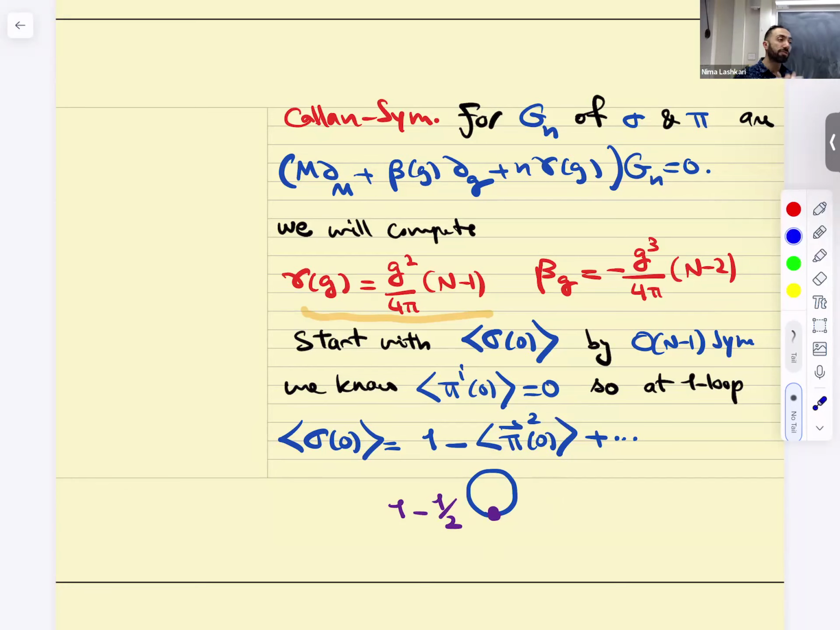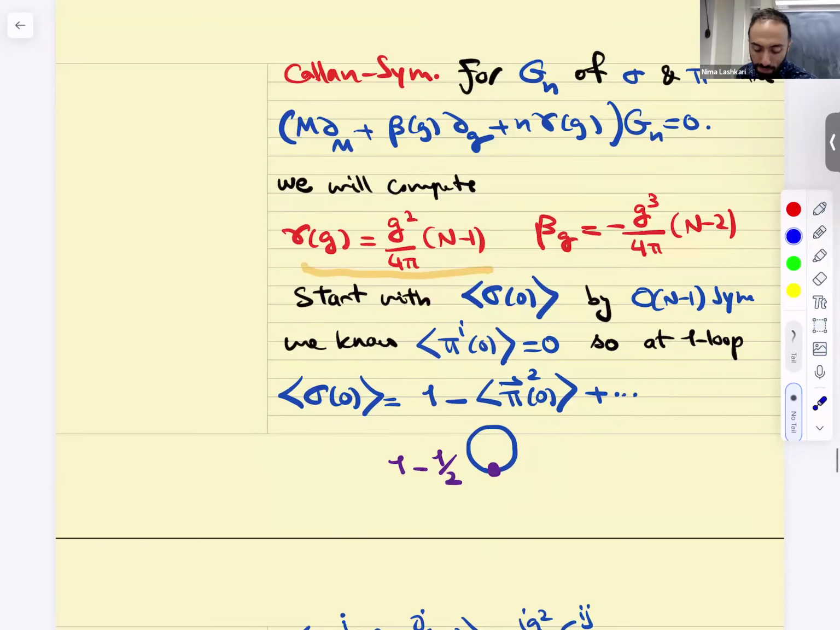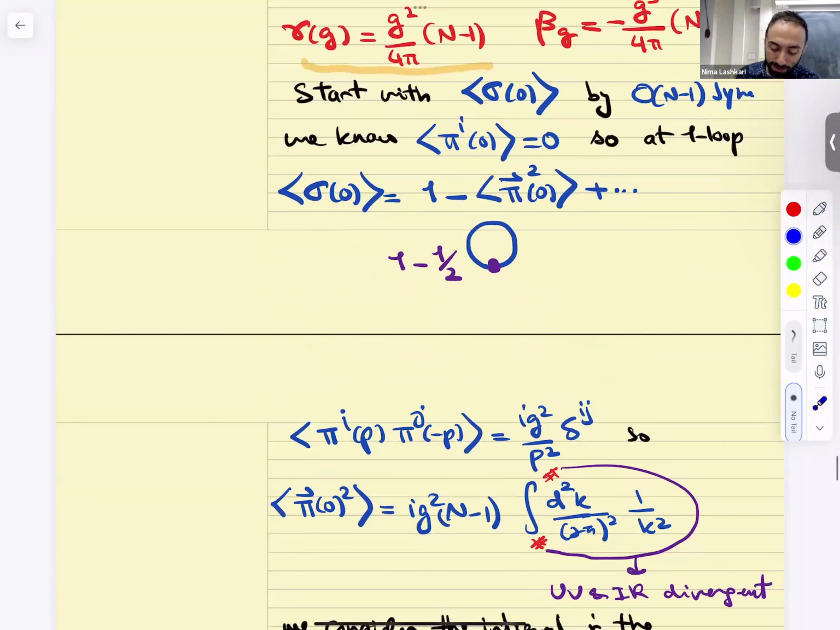This is the Feynman diagram for it. Half is the symmetry factor of the Feynman diagram. All right, so let's calculate this. The free propagator for pi^I is i g squared over p squared, delta^{ij}. So this loop is i g squared (N minus 1), because there are N minus 1 decoupled such things that run. Integral of d^2k, two-dimensional, 1 over k squared, because there's pi^I pi^I.